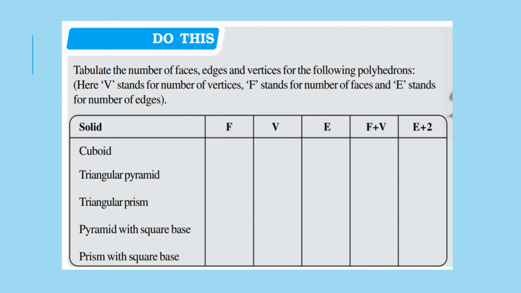Okay, and where will you find all these from? From the first column. So here you have to draw these three-dimensional shapes: cuboid, triangular pyramid, triangular prism, pyramid with square base, and prism with square base. And from that find out all these faces, vertices, edges, and here take the sum of F plus V, and here the sum of E plus 2. Okay, and after finding it, the next important definition, or we can say the rule, we will discuss in the next class. Okay children, thank you for today.